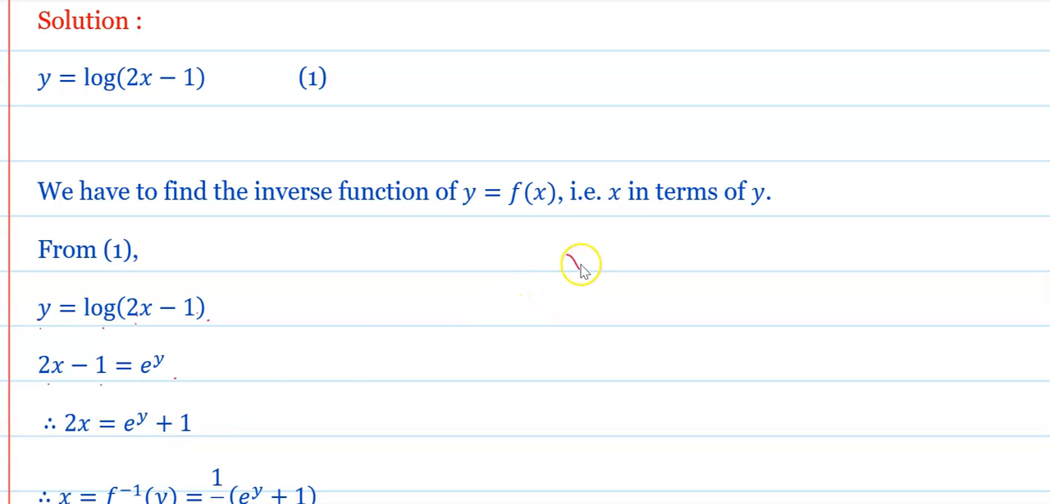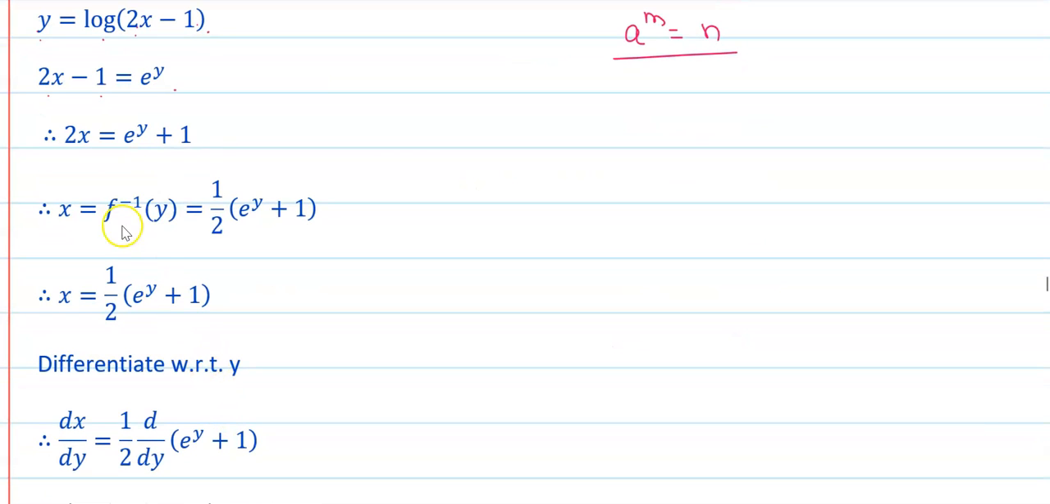Okay. Suppose that here we take any number like this, m is equal to log of n to the base a. If I bring this a to the other side, it converts into exponential, that a raised to m is equal to n. This is the answer. Similarly, here it is e, that is e raised to y is equal to 2x minus 1, and therefore 2x is equal to e raised to y plus 1. Okay. Now the next.